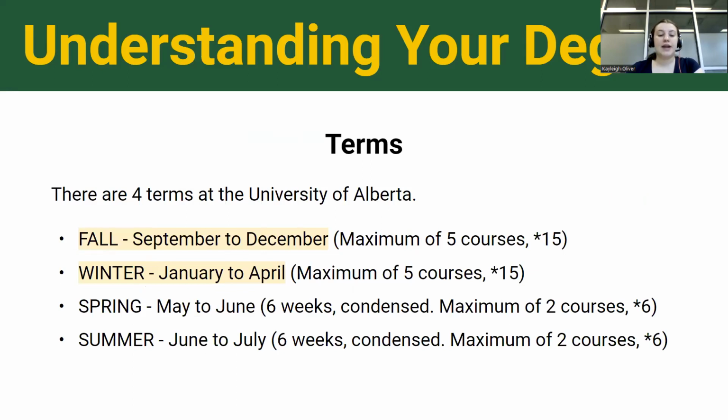Now given that each course is probably 3 credits, this would be a maximum of 15 credits that you can enroll in. Now same goes for the winter term or the winter semester. This also runs for 4 months from January to April. You have the same maximum of 5 courses or 15 credits.